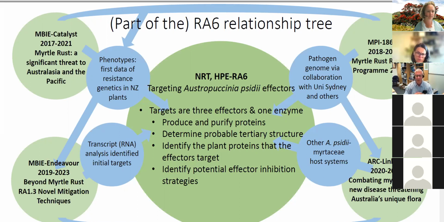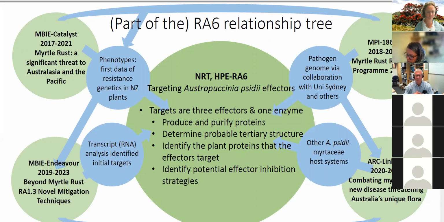And the broad outline of this program is to produce and purify the proteins. They've got that skill set at the University of Canterbury at the Biomolecular Interaction Centre. And Jenna did her PhD on producing and purifying difficult proteins, identify their probable tertiary structure, and identify the plant proteins that the effectors target.